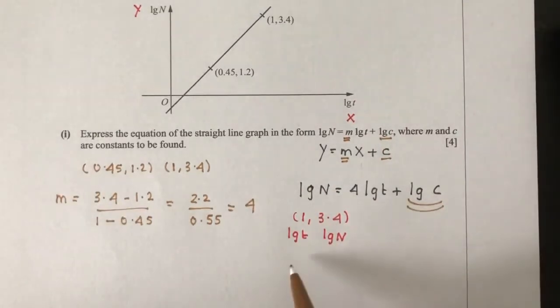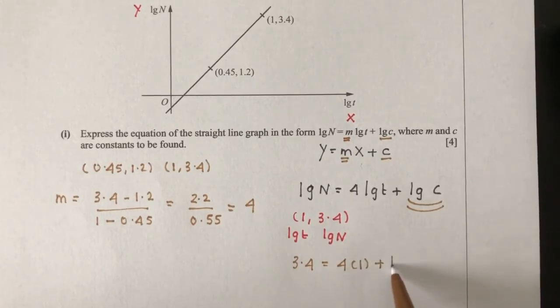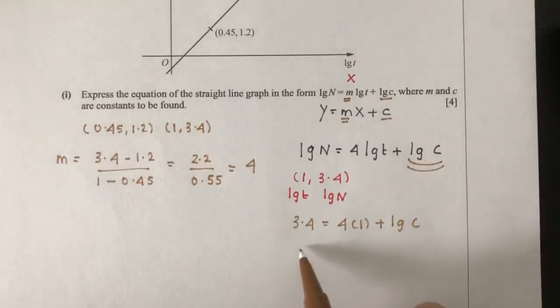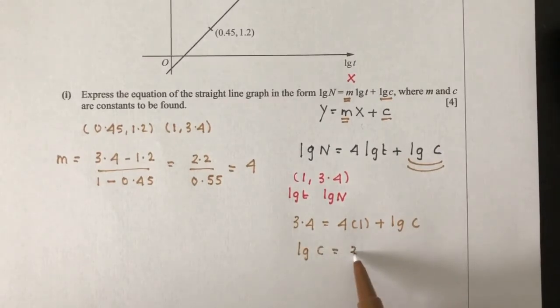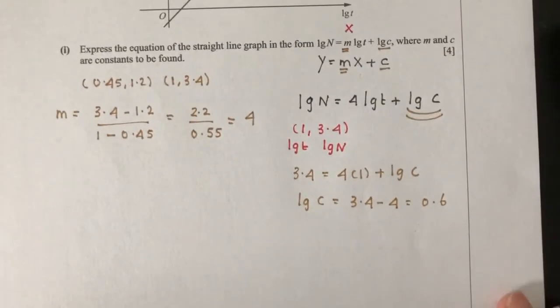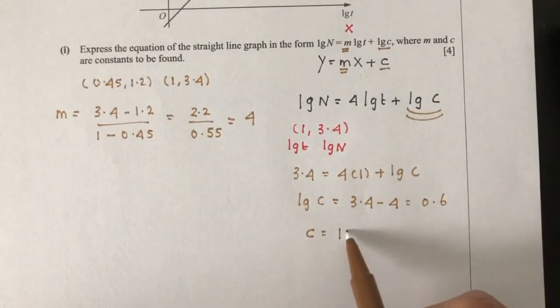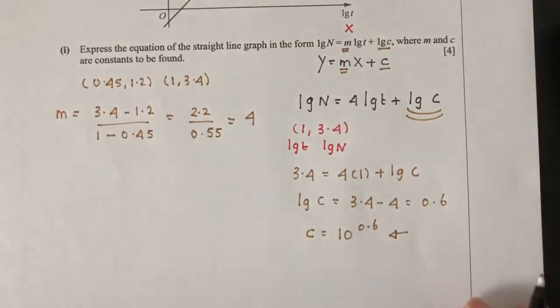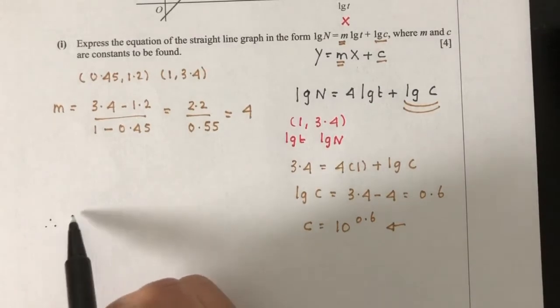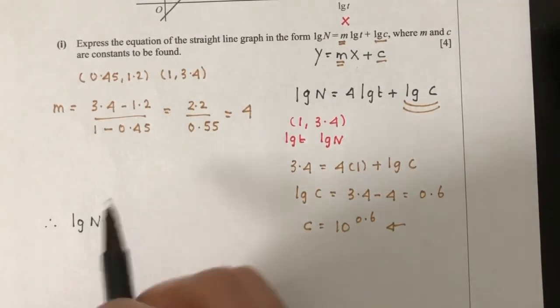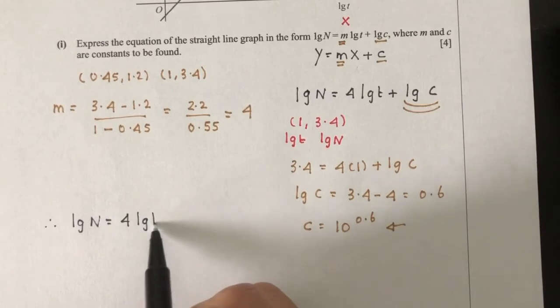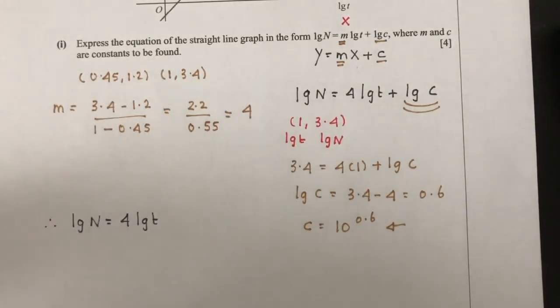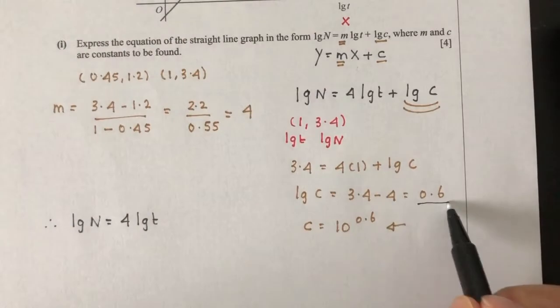Now replace back in your main equation. You will have on one side 3.4 is equal to 4 times 1 plus log of c. Now log of c will be 3.4 minus 4, and that should be minus 0.6. And c is equal to 10 power minus 0.6. That is your value of c. Now replace back to your main equation. That will be log of n is equal to 4 log of t plus log of c, which is minus 0.6.